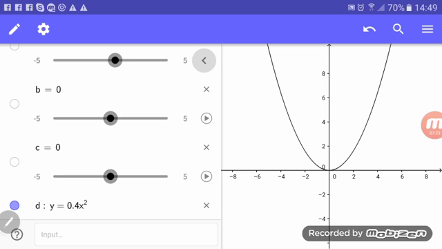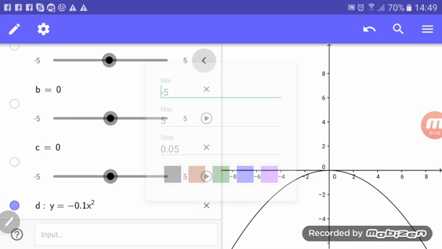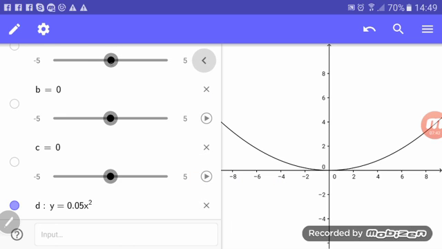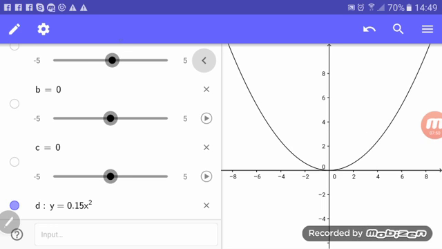Let's see if that happens when it goes negative. What happens to the parabola when it's negative? Ooh, it is concave down. It makes kind of an unhappy mouth. It is concave down when it's negative. Okay, so here it is between negative 0 and negative 1. Let's see if we can make this move more smoothly.